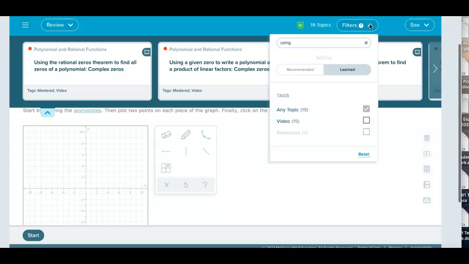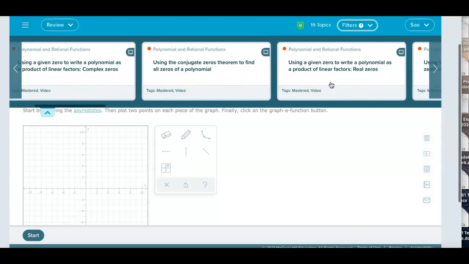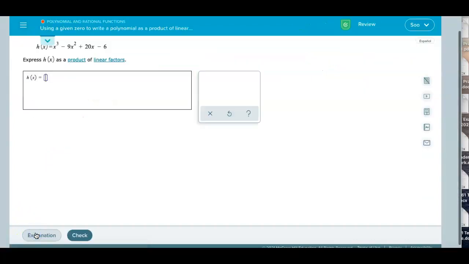I'm going to go over a topic called using a given zero to write a polynomial as a product of linear factors. I'm looking for the real zero ones. Okay, this one right here. Okay, let's take a look. I'll do about 2 problems.